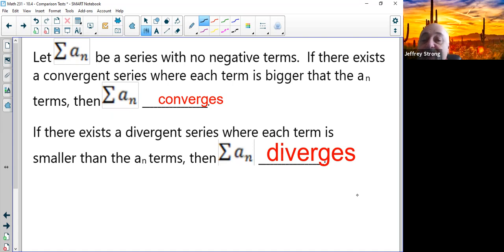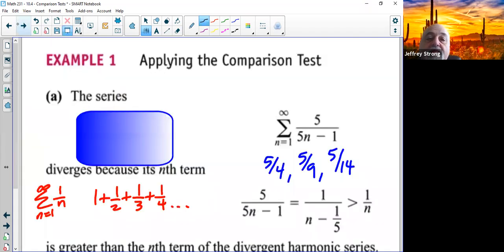So if your series is bigger than a diverging series, it diverges. If it's smaller than a converging series, then it converges. Okay, so applying the term comparison test, okay?